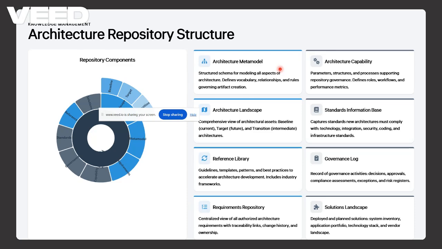Architecture capabilities, architecture landscape, standards information base, libraries, governance log, requirement repository, solution landscape. Each metamodel and repository is very important. You have to refer thoroughly to each of the components of the repository structure.